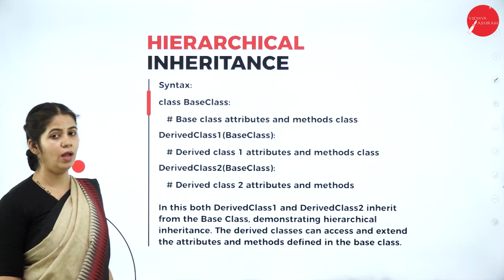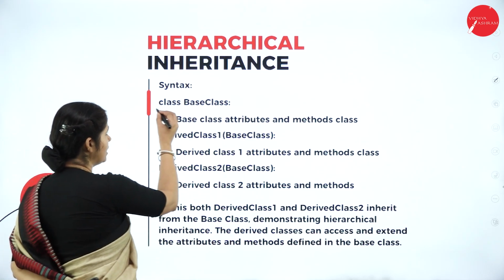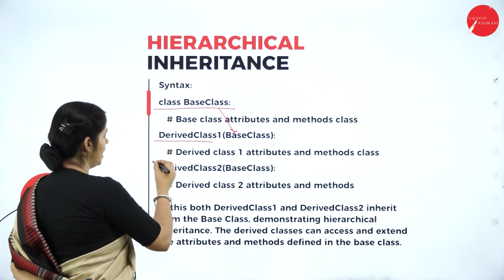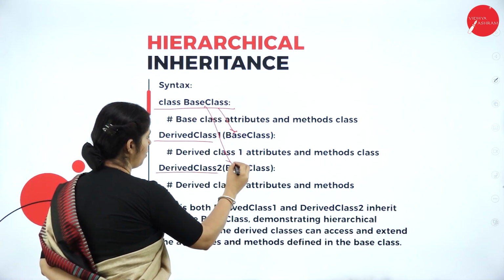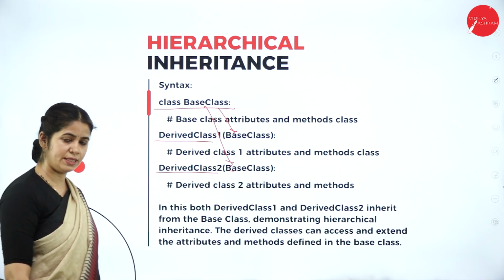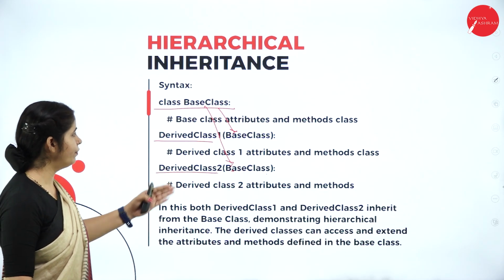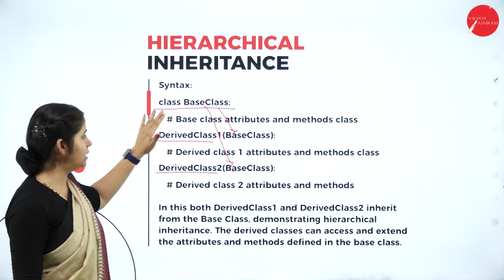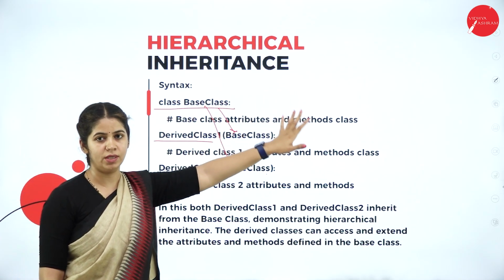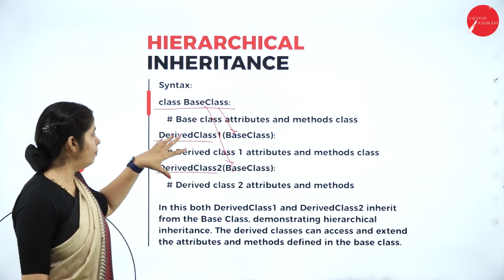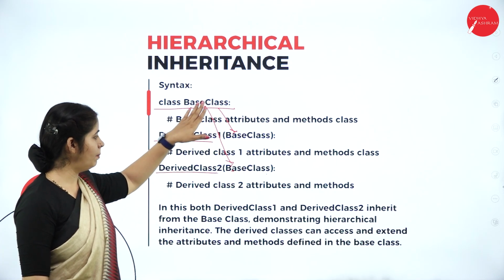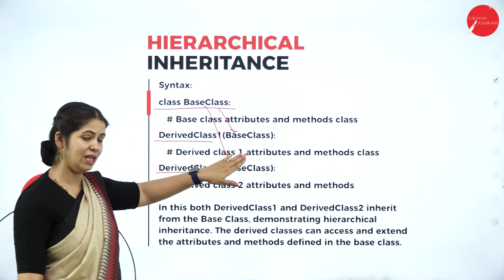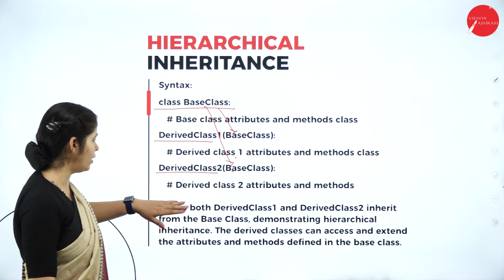The syntax for hierarchical inheritance: base class, derived class 1 inheriting the properties of the base class, derived class 2 inheriting the properties of the base class itself. That is how we are going to define our hierarchical inheritance. So when we are defining the base class, it should have its own attributes and methods. When you are deriving derived class 1 from the base class, it will have all the attributes and methods of the base class, as well as its own methods and attributes.